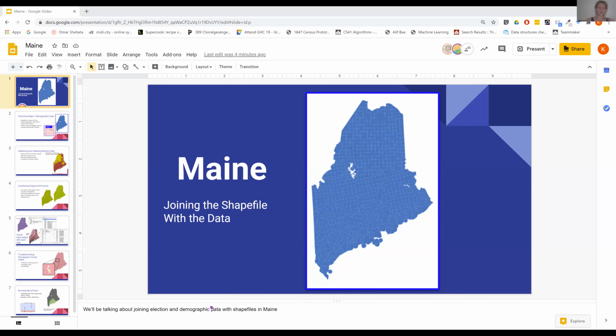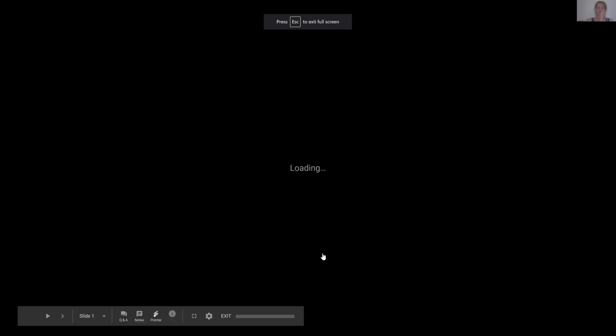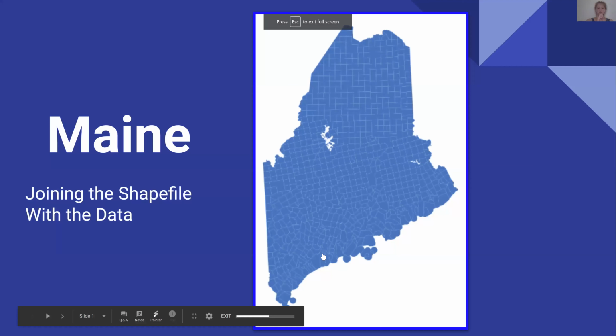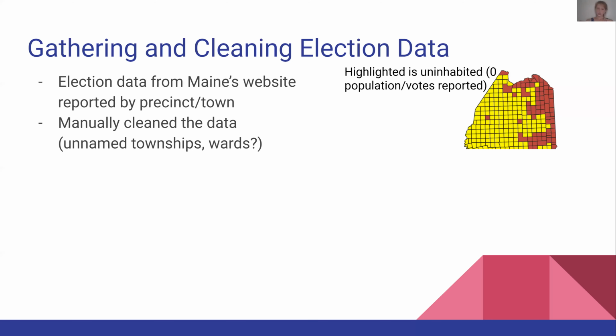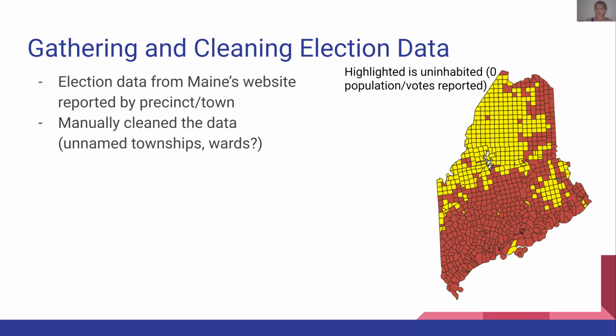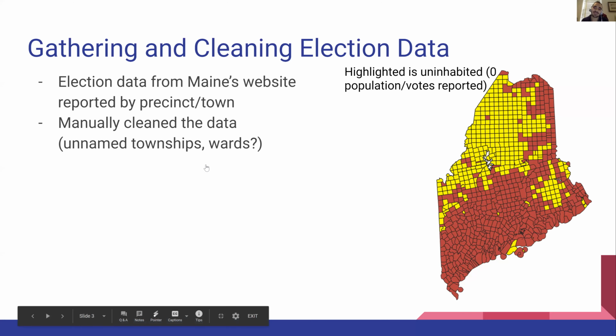Hi, I'm Katie Knox, and I'll be talking about how we join shapefiles with demographic and election data using some quirky examples from Maine, and I believe Jorge and Nathan are also speaking with me today. Nathan, can you go back a slide? Oh, sure. There you go.